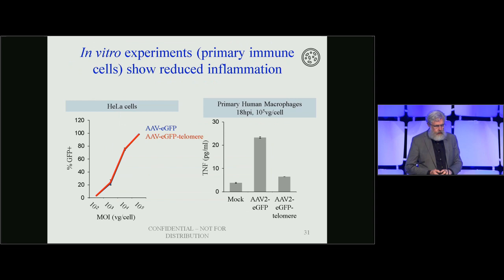So what happens with this telomere? It does not have any negative impact on expression of the GFP as a function of multiplicity of infection, but it does have a huge impact on the production of TNF, showing on the far right that the AAV with the telomere brings it back down to the mock level.